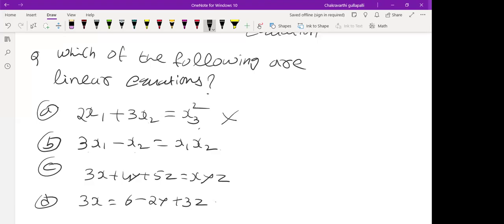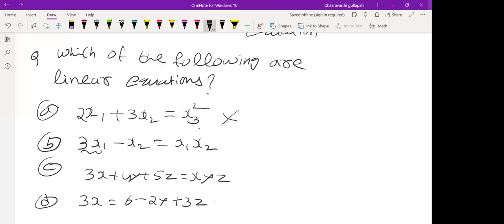Here, why is it not linear? Some students argue x1 power 1, x2 power 1. Here also x1 power 1, x2 power 1. Degree of each and every term is 1. Every variable is 1. Then why is it not linear? I said powers we added. So I said degree of each and every term. You might have observed that I used the word term.